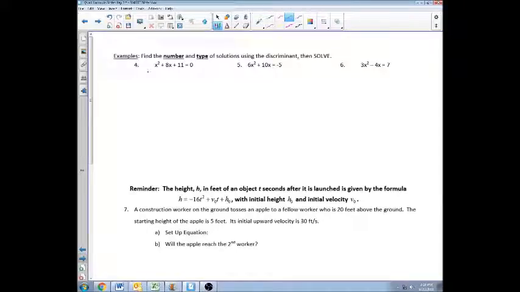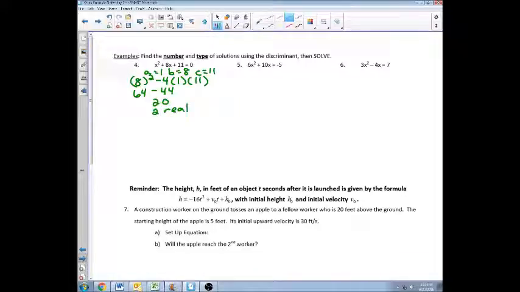Okay, so in this case, my A would be 1, my B would be 8, and my C would be 11. Okay, so I'm going to use my discriminant, so it would be 8 squared minus 4 times my A, which is 1, times my C, which is 11. Well, 8 squared is 64. Negative 4 times 1 times 11 would be negative 44. So my discriminant would be 20. That means I'm going to have 2 real solutions.